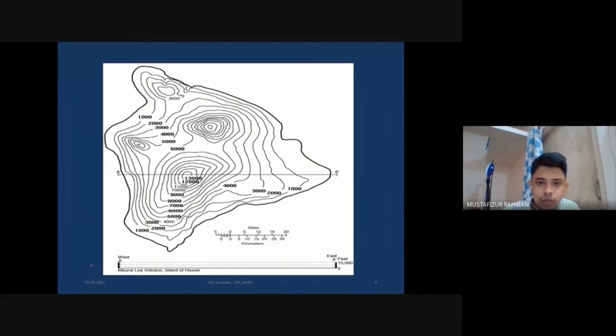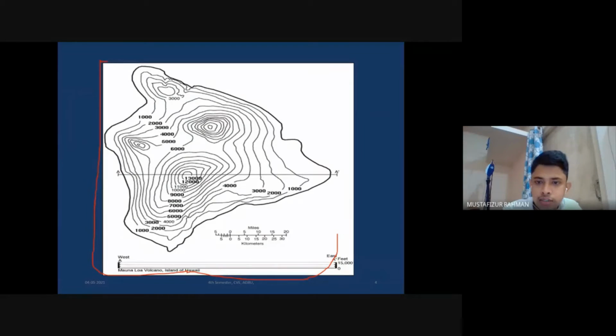Then this is a bigger map. So finally, a contour map may look like this one. From here, we have to find out where the ground is higher and where the ground is lower. Very easy. We just have to look at the RL, right? So we'll see the RL.